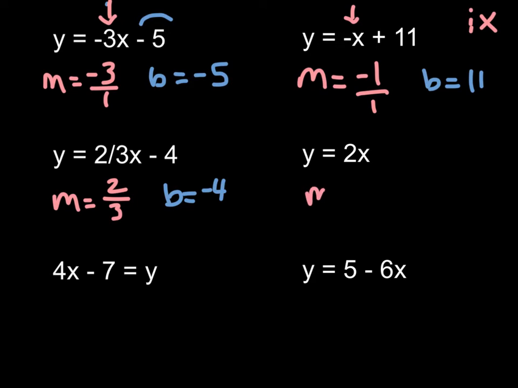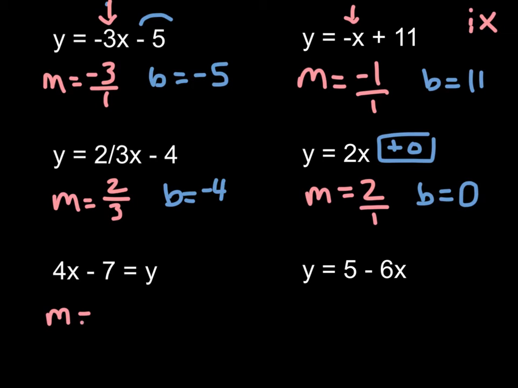On this one, the slope is 2, again, or 2 over 1, and notice that there is no number over here being added or subtracted. That means your y-intercept, it still exists, it is 0, because we would typically not write plus 0 in an equation.